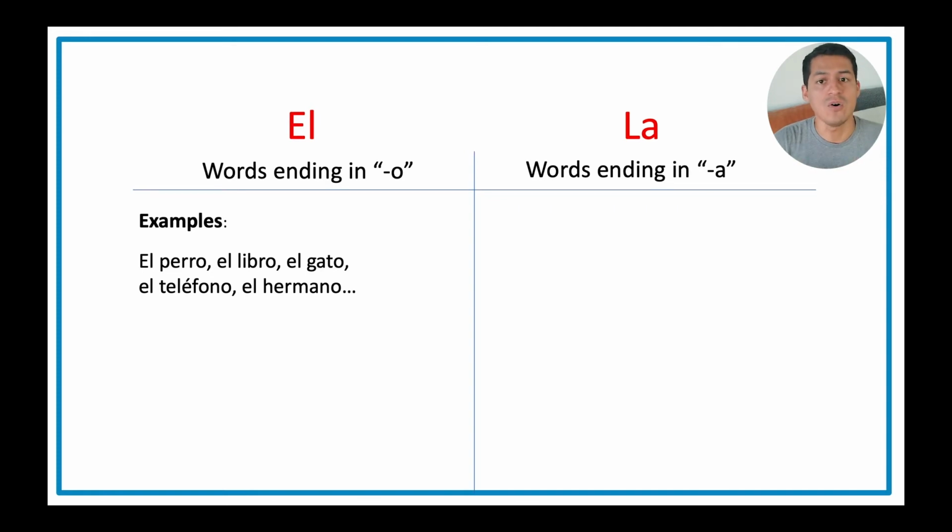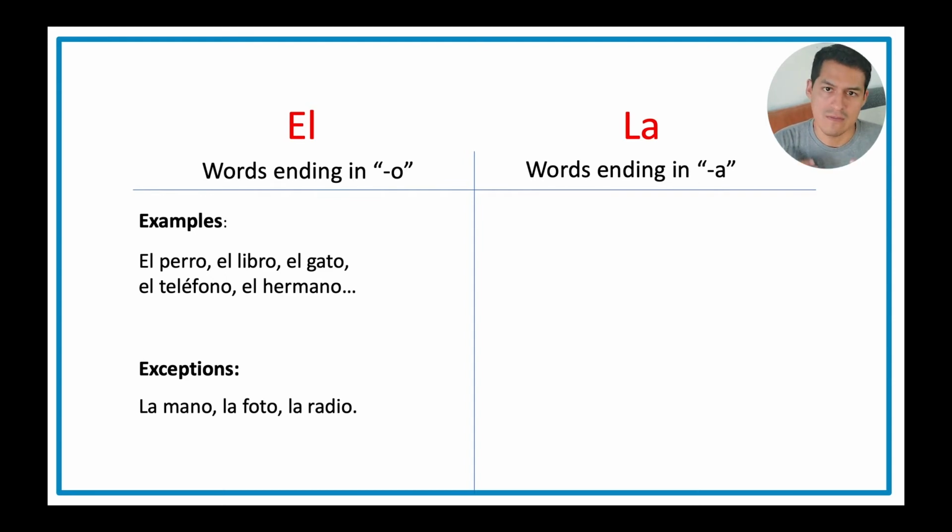Words ending in O will be masculine, however, there are some exceptions. Here are three common words that are exceptions to the rule because they end in O but use la. La mano, la foto, la radio. These aren't all the exceptions, but they are some of the most common ones.